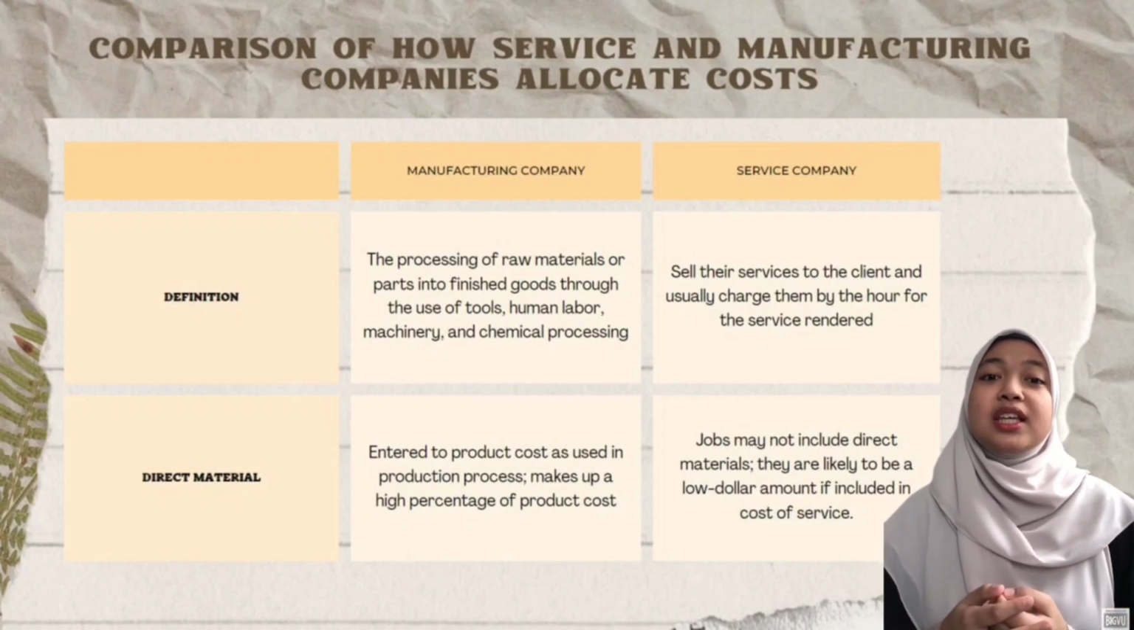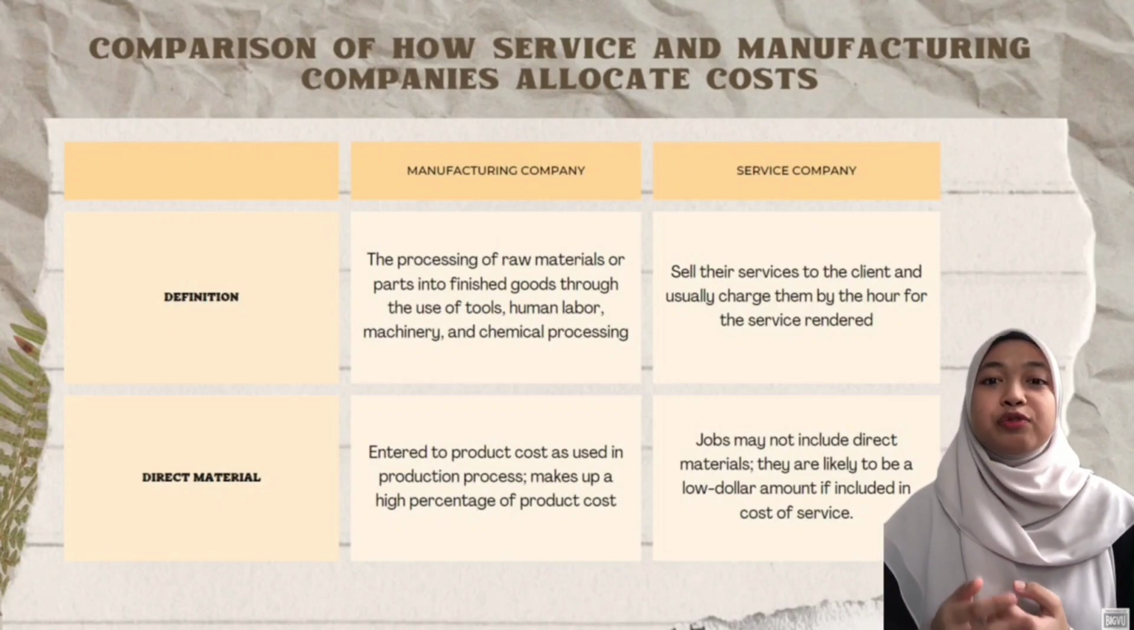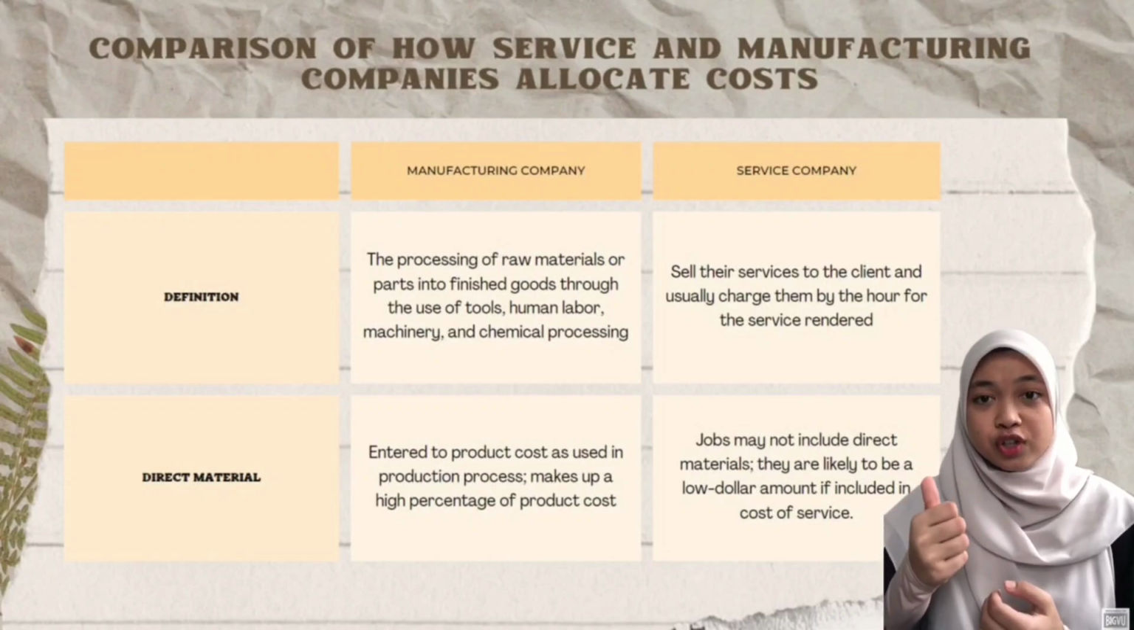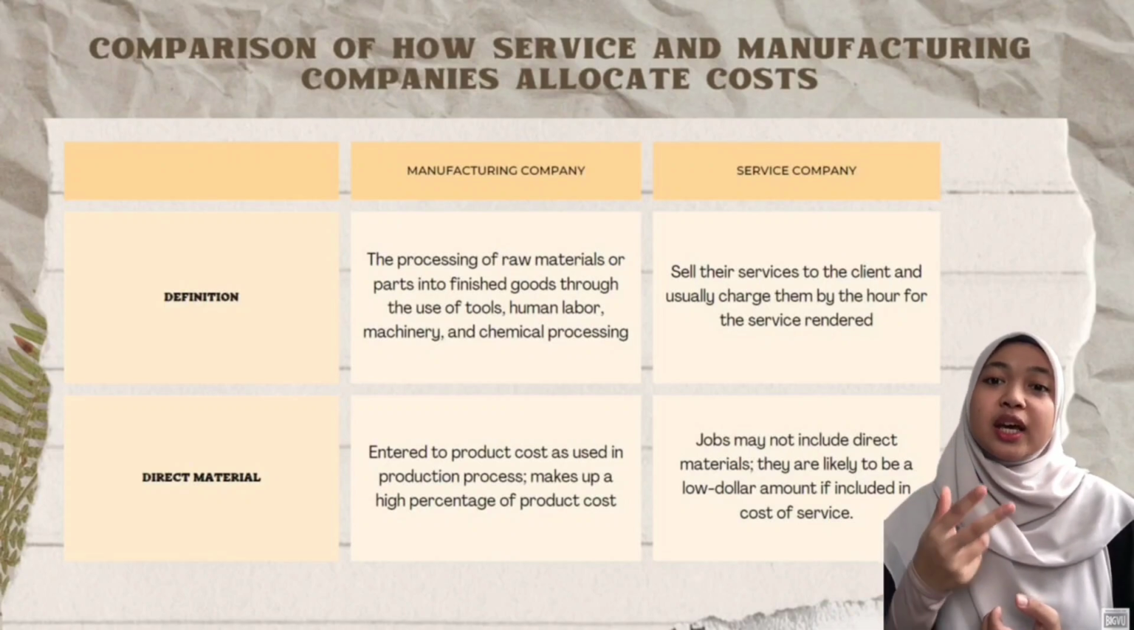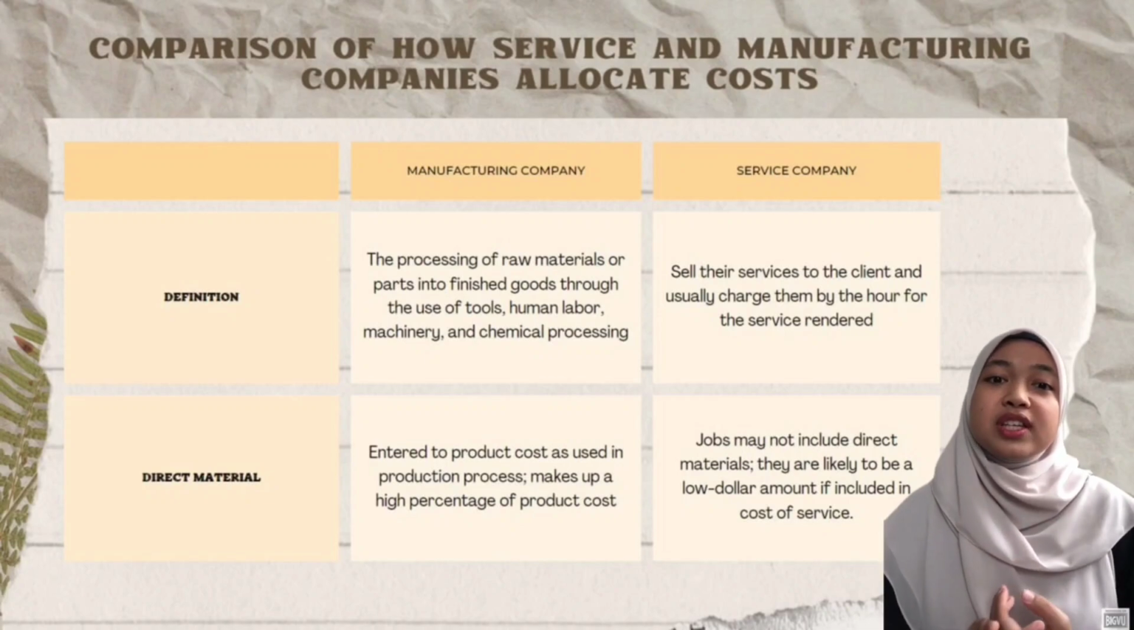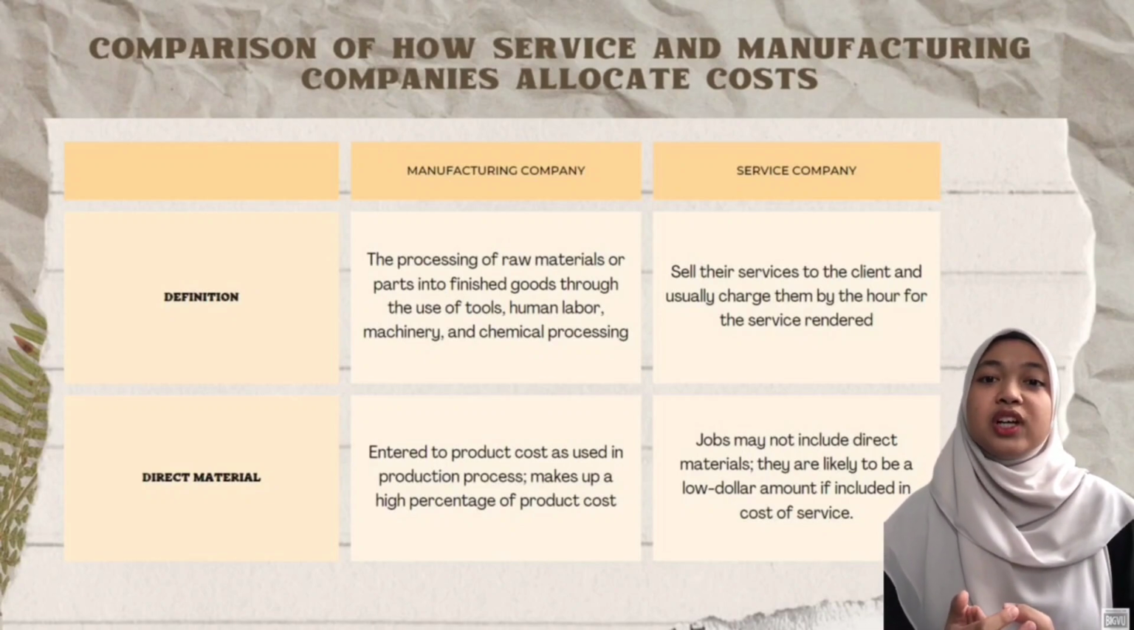A manufacturing company is a company that processes raw materials or parts into finished goods through the use of tools, human labor, machinery, and chemical processing. Service companies sell their services to the client and usually charge them by the hour for the service rendered.